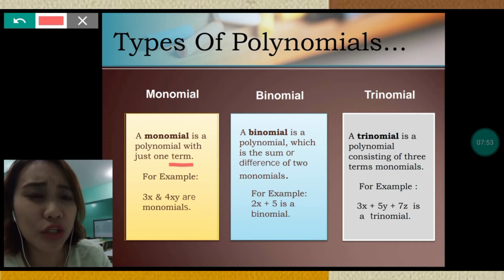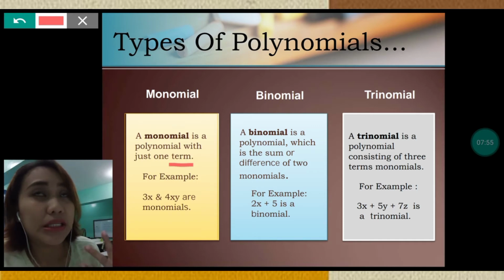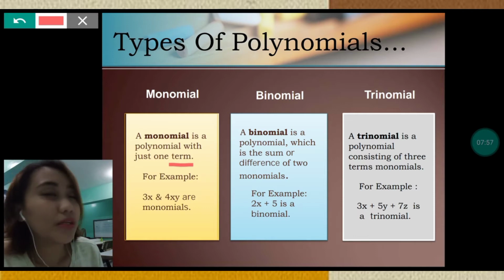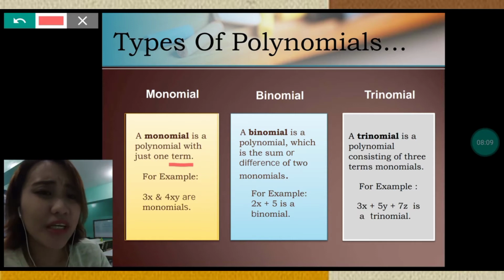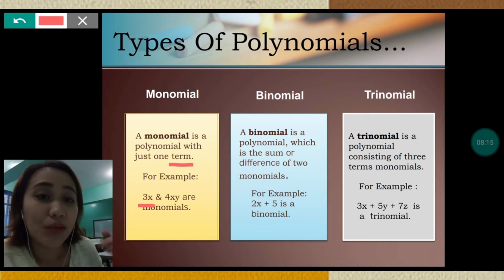By the way, what is a term? A term can be a constant, it can be a variable, or it can be a combination of a constant and a variable, or a coefficient and a variable. So for example, we have here 3x. So 3x is a monomial. It is only one term, okay?